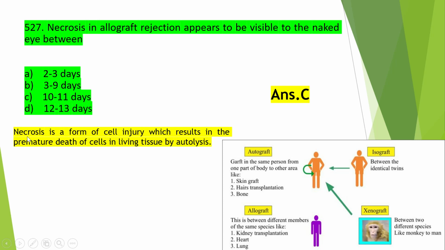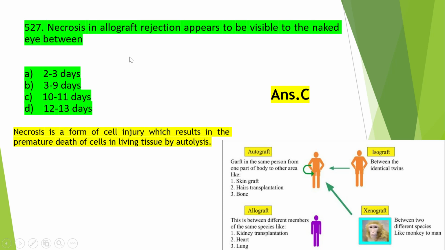So what is necrosis? Necrosis is a form of cell injury which results in the premature death of cells in living tissue by autolysis. Okay, so what is allograft? So allograft means this is between different members of the same species, like kidney transplantation, heart transplantation, lung transplantation. So allograft means transfer of the organ from one person to another person within a species.